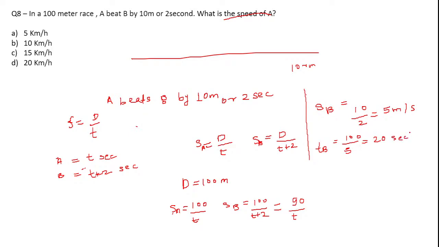Now time taken by A will be 20 minus 2, that is 18 seconds, because in the question B takes 2 seconds extra. From this we can calculate the speed of A. Speed of A is 100 meters upon 18 seconds, so we get 5.5 meter per second. This is the speed.